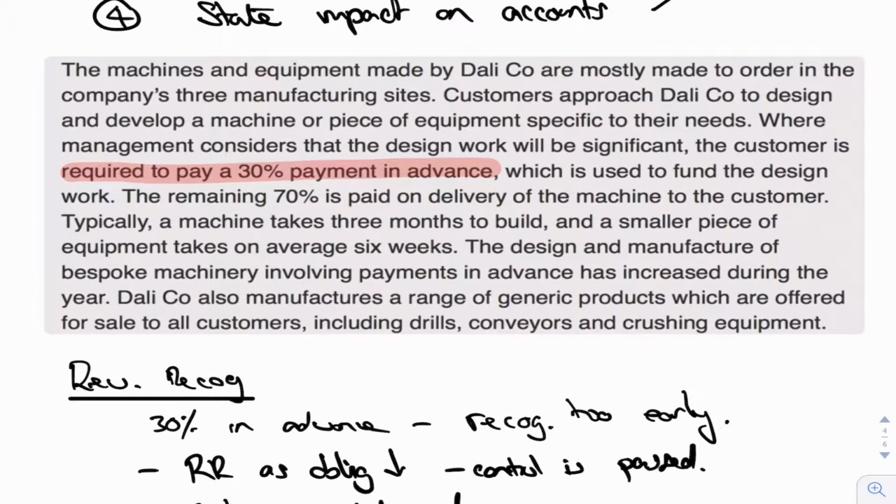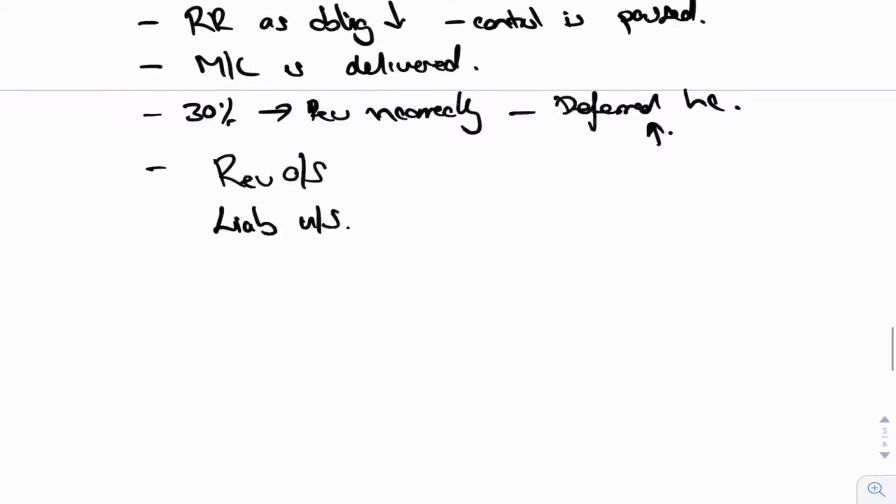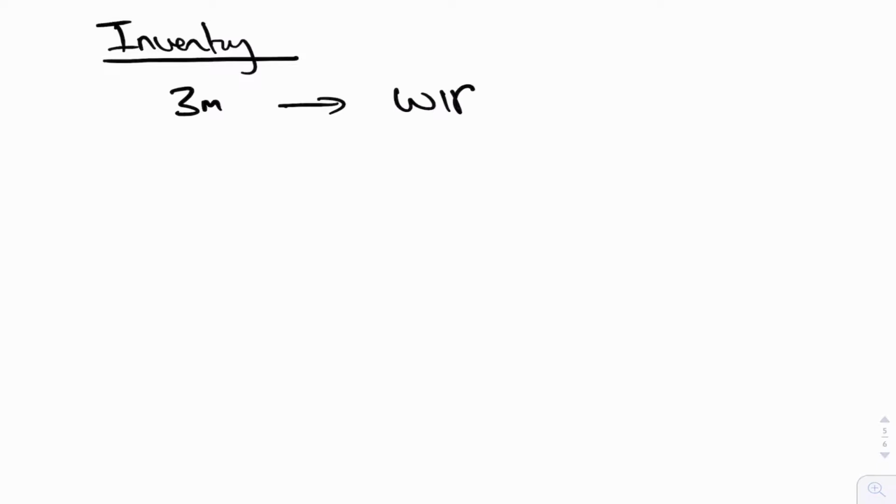Let's carry on and do one more for you. If you remember, it talked about it being bespoke machinery, etc. So you could say, right, as it's bespoke, we were worried that they might cancel the order. So if they did cancel the order, that would be a problem with our inventory. Because you would say, right, it takes, I think it was 3 months to manufacture it. So therefore, we're going to have items in work in progress.